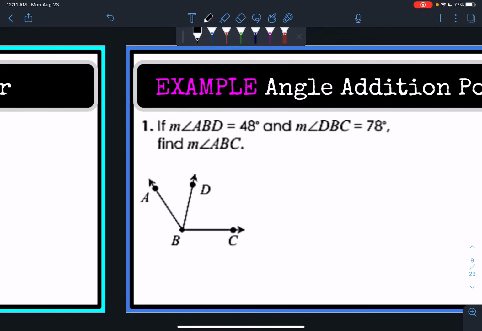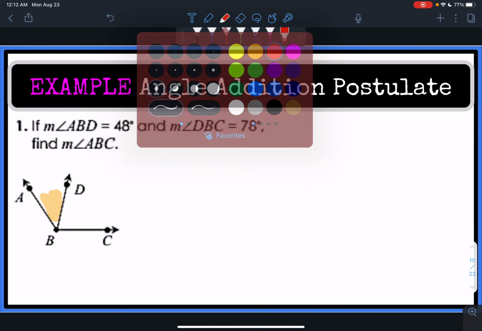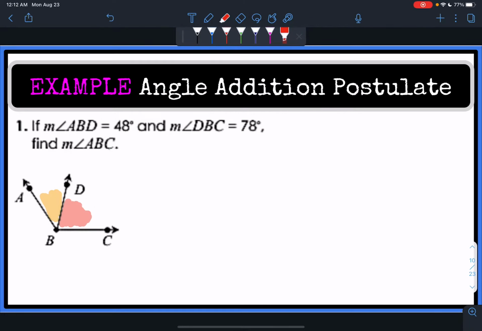So now let's look at some examples of how to use the angle addition postulate. So again, the angle addition postulate simply states that if I get this section here and I add it with this section here, that's going to create the measurement that would equal the measurement of the entire angle from this side and this side, where the vertex is right there at B. So adding those two is going to equal the measurement of angle A, vertex B, to C.